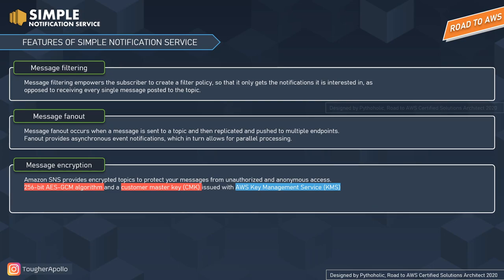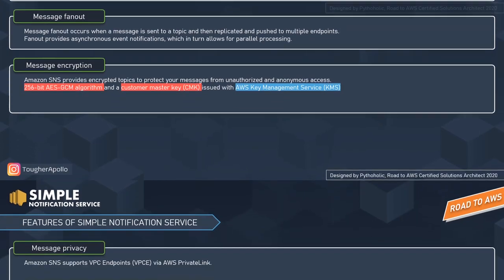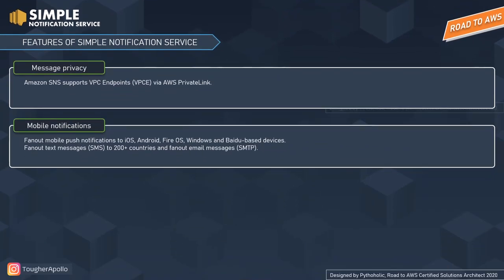And for message encryption, Amazon SNS provides encrypted topics to protect your messages from unauthorized and anonymous access. So when you publish messages to encrypted topics, Amazon SNS immediately encrypts your messages. SNS uses the 256-bit AES GCM algorithm and a customer master key, that is a CMK, issued with AWS KMS, or Key Management Service. And when it comes to enhanced security with message privacy, Amazon SNS supports VPC endpoints via AWS PrivateLink. You can use VPC endpoints to privately publish messages to Amazon SNS topics from an Amazon VPC without traversing the public internet. So that's a very good thing.